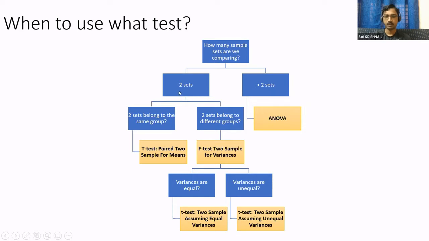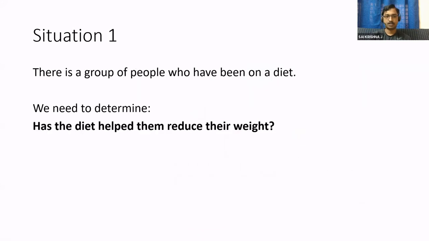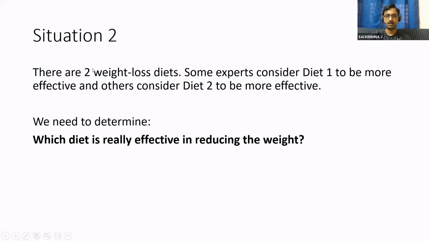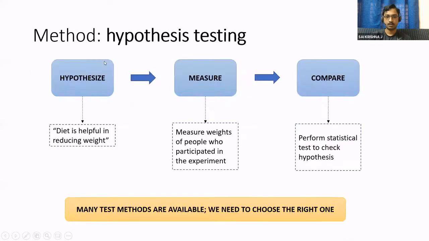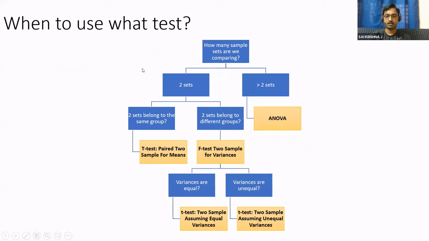Now let me talk a bit about these sets that I have mentioned here. We are saying how many sample sets are we comparing, right? If I go back to this scenario, there is situation 1, where a group of people have been on a diet, and situation 2, where there are two weight loss diets. In the first scenario, there is one group of people and there are two sets of readings for them. One is the weight of the people before the diet and one is the weight of the people after the diet, but both readings belong to the same group of people.